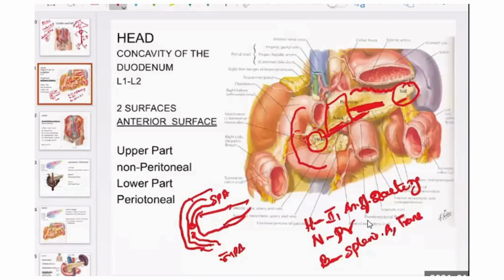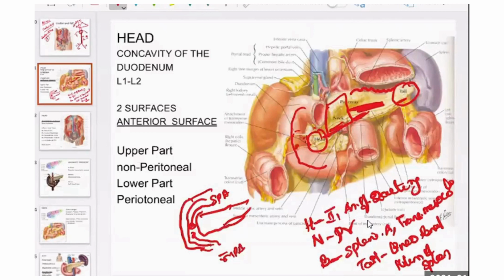Tail is related to what ligament? Lienorenal ligament. And hilum of which organ? Spleen. These are the relations you should remember. No other way you have to remember. Head is related to second part of duodenum and anastomosis of two arteries. Behind the neck, formation of portal vein, and above the body, splenic artery. What is attached to the body is transverse mesocolon, and tail is related to lienorenal ligament and hilum of spleen.